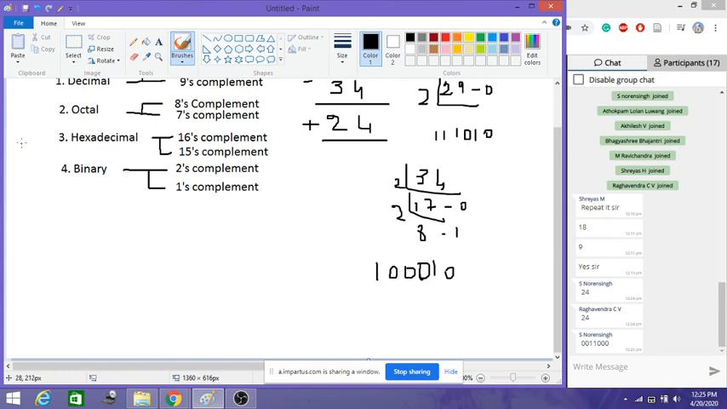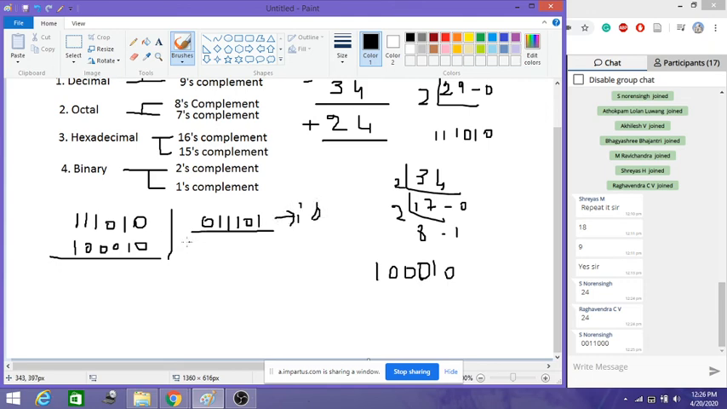So let me write these two numbers here, 1 1 1 0 1 0 and 1 0 0 0 1 0. Now I want to subtract it. So how do we subtract? We'll use the ones complement method or twos complement method. Let us use the ones complement method. First I have to complement this second number, so it becomes 0 1 1 1 0 1. So this is my ones complement answer.